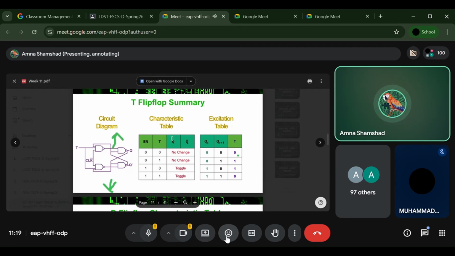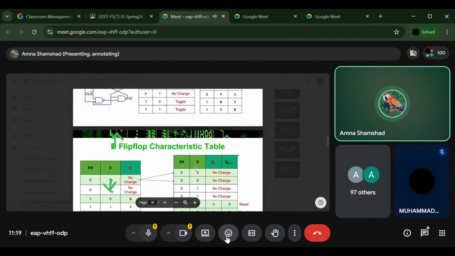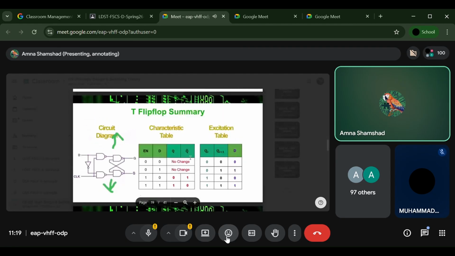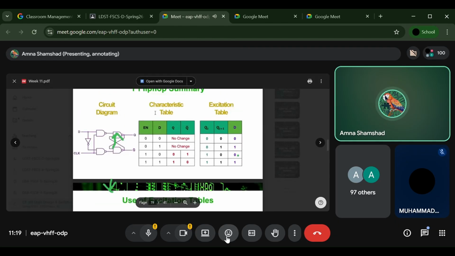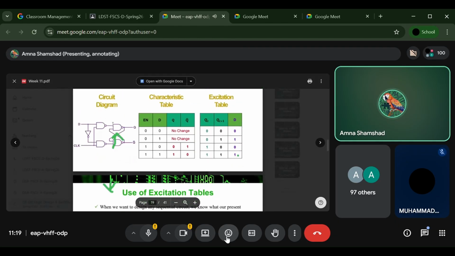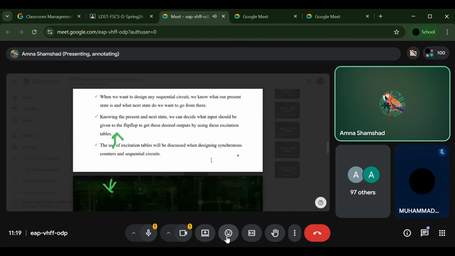Then after this T flip-flop, you have to draw all these circuit diagrams, all 4 circuit diagrams for D, T, JK and RS in your copies along with your questions. This is my D flip-flop and this is the diagram. This is written T but this is D. The next topic is the designing of sequential circuits that we will discuss in our next class.